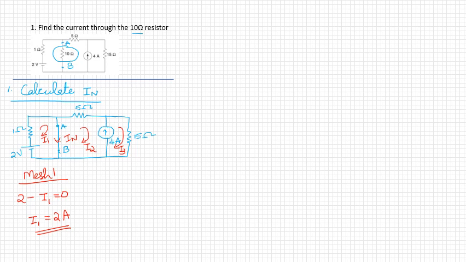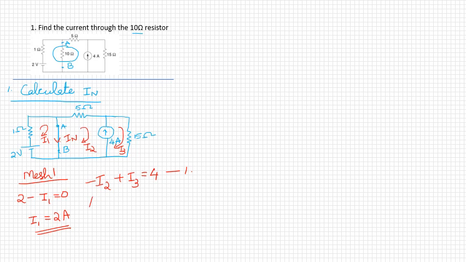Then between mesh 2 and mesh 3 we have a current source. So 2 and 3 form a super mesh. And from here we can write minus I2 plus I3 equals 4 amperes. This is equation number 1.